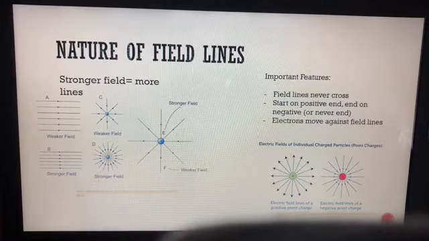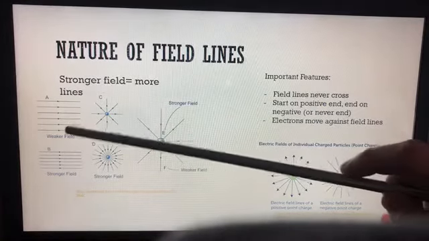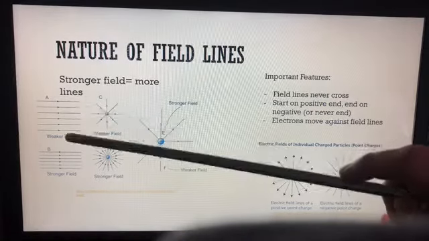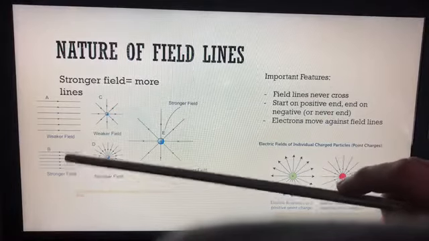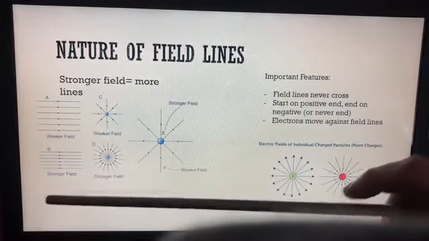Secondly, we can understand that more dense field lines correlate to a stronger electric field. The more lines that there are in a defined space, the stronger the field. So let's walk through some examples here at the left to make sure that this makes sense. So obviously you see in A and B here that in A the lines are further apart and they're closer together here in B, so that's a stronger field.